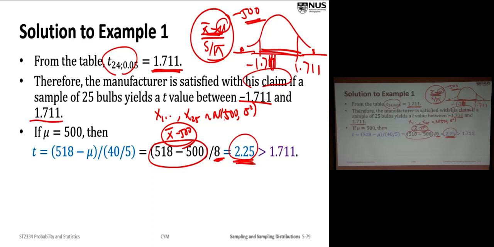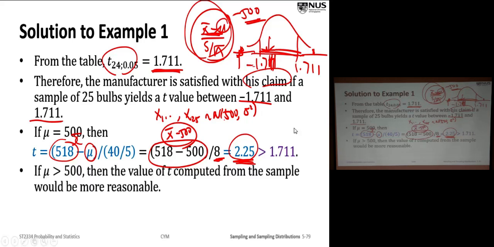But on the other hand, if it turns out that this x bar minus mu over s over root n is somewhere here, within minus 1.711 and 1.711, then we think that his claim is reasonable. But if this quantity turned out to be somewhere here, less than minus 1.711, what does that mean? Because it's negative, it means that your x bar is much smaller than 500. So his claim is not justified. The light bulb that he produced really has a lifetime less than 500, if your t value falls below minus 1.711.